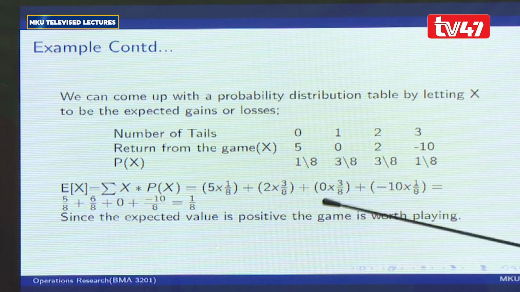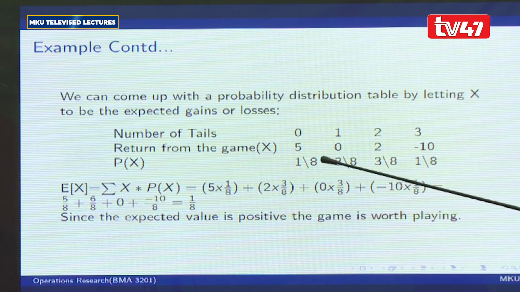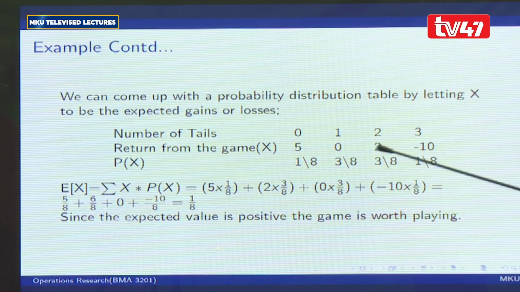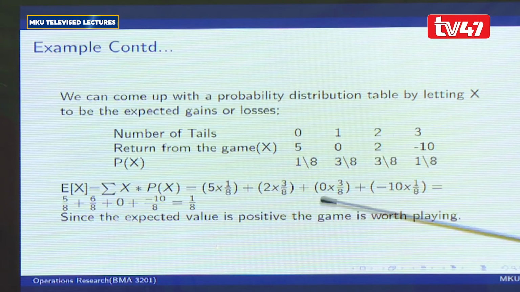and then when we have 3 tails, that is 1 case out of 8. The most important thing to note here is that when I sum these probabilities, 1 over 8 plus 3 over 8 plus 3 over 8 plus 1 over 8, that is 8 over 8, and therefore the summation of the probabilities in this case is 1.